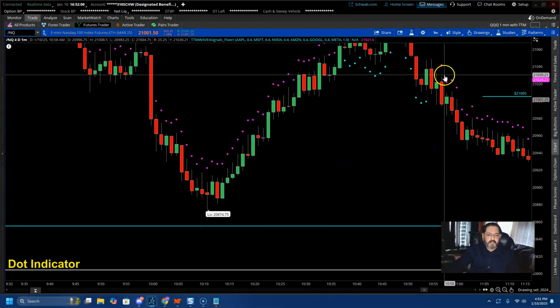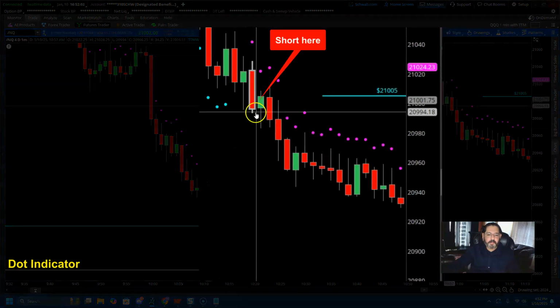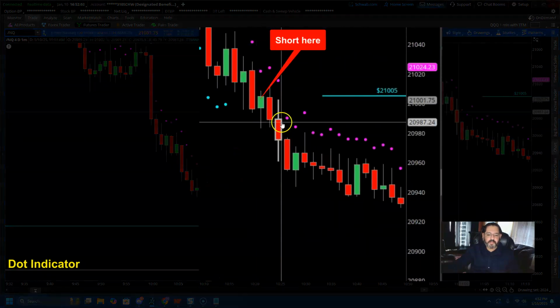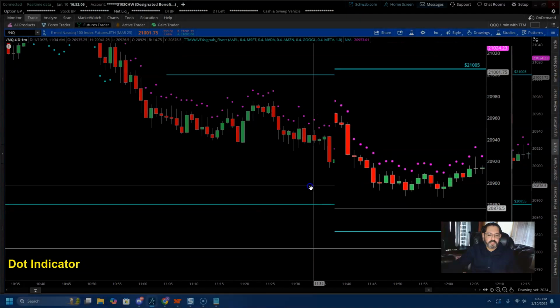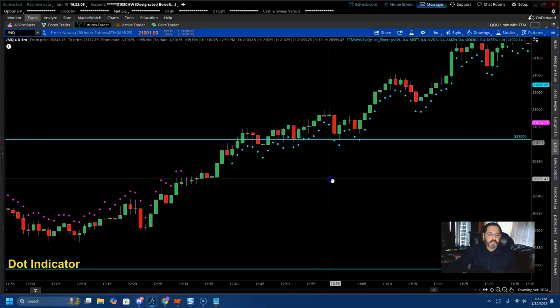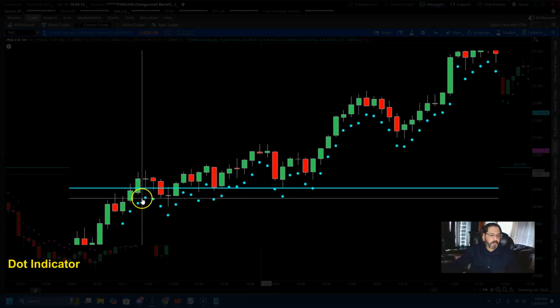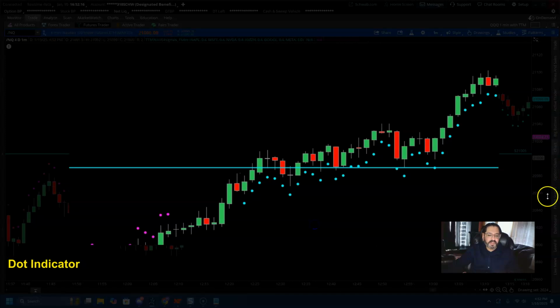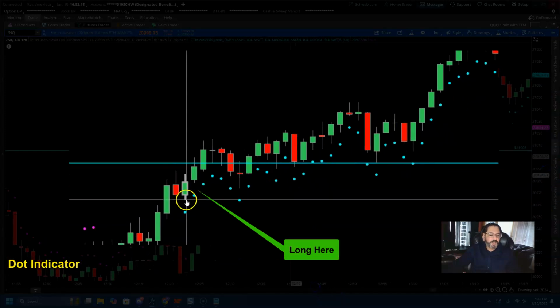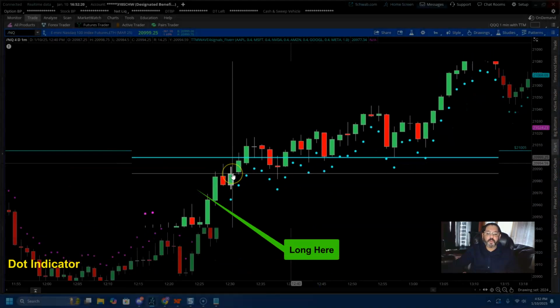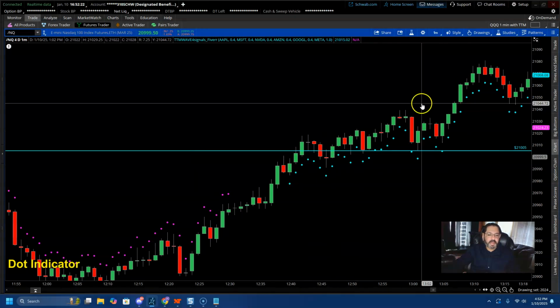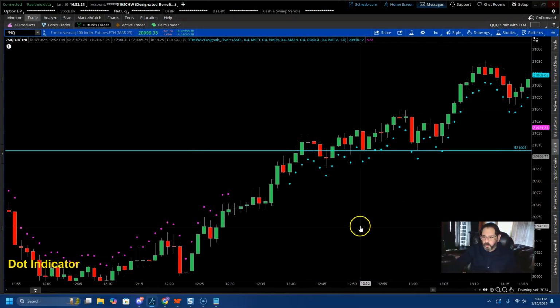All right. And then this is where the purple dots started showing up again, taking a short right there. This would have given you nice 50, 60 points, something like that. So over here, this is for January 10th. So it's today, right? This is where the blue dots appear. If you take the entry after the first blue dot, you would have entered right there at 29.95, something like that, and then it went all the way up.